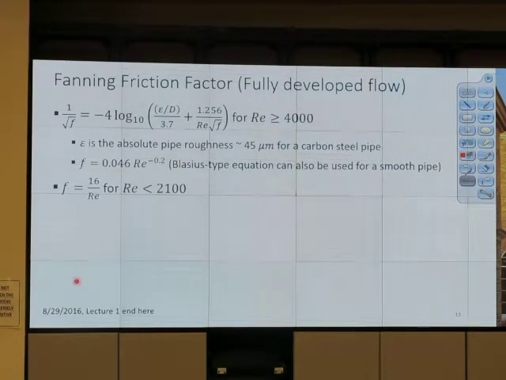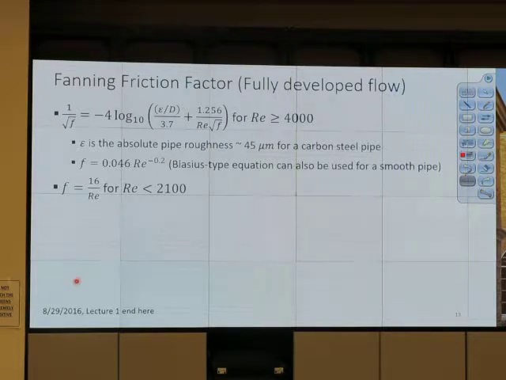Okay, next, how do we calculate the friction factor? We have the Fanning friction formula, okay? 1 over square root of f equals minus 4 log base 10 of (epsilon over d divided by 3.7 plus ...) for Reynolds number more than 4,000. Okay. Epsilon is the absolute roughness of the pipe, about 50 micron, 45 micron for smooth pipe or carbon steel. Smooth pipe you may assume is 0.